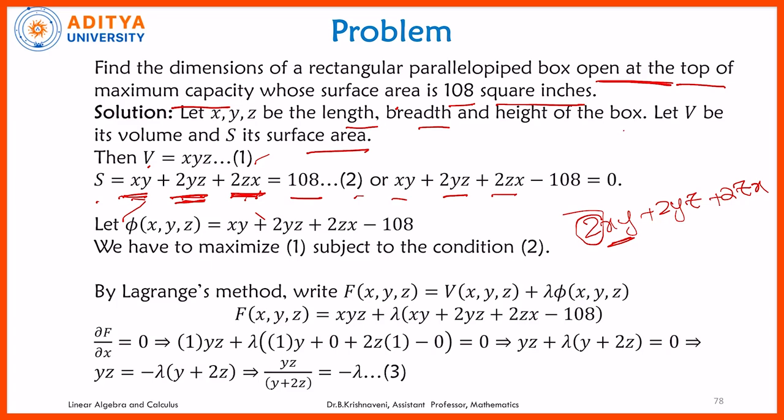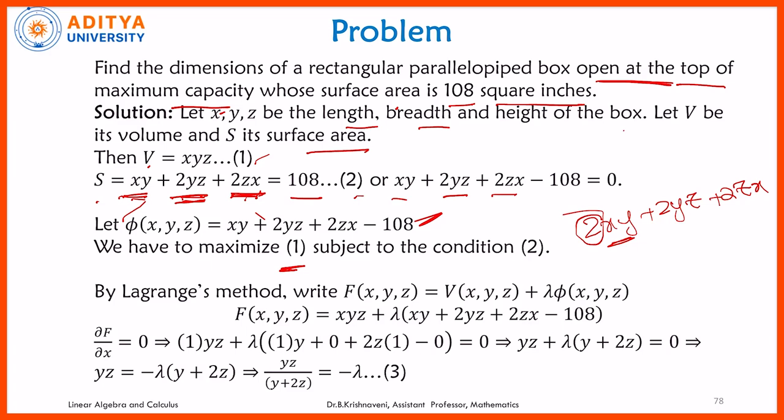Now we need the dimensions for which it has maximum capacity, so the volume should be maximum. Hence we have to maximize one, that is volume, subject to condition two, that is surface area. Now find the solution using Lagrange's method. The first step is to form the Lagrange's function.